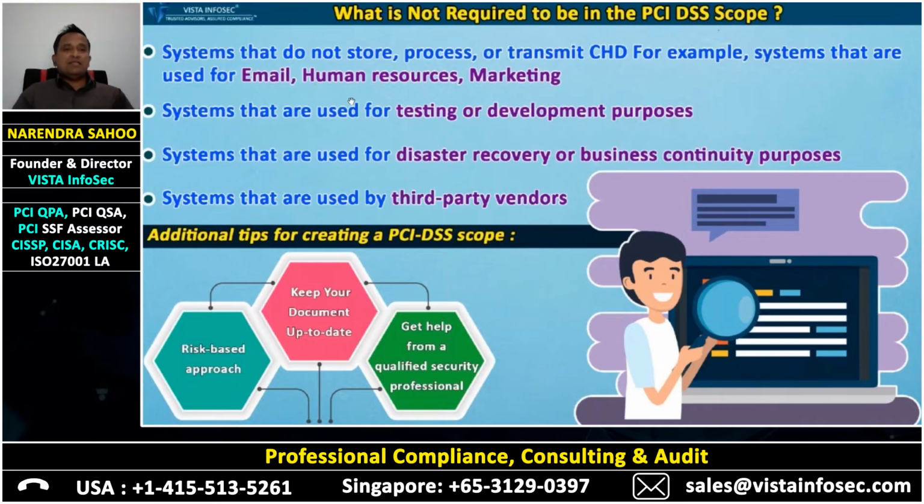So what is not required to be in the PCI DSS scope? Anything that does not store, process, or transmit card data, that is the antithesis of what is in scope. And systems that are used for testing or development, again, if they're not doing testing and development with live card data, then they don't need to be in scope. Or systems that are used for disaster recovery or business continuity purposes, again, in case those systems are not storing or processing or transmitting card data.